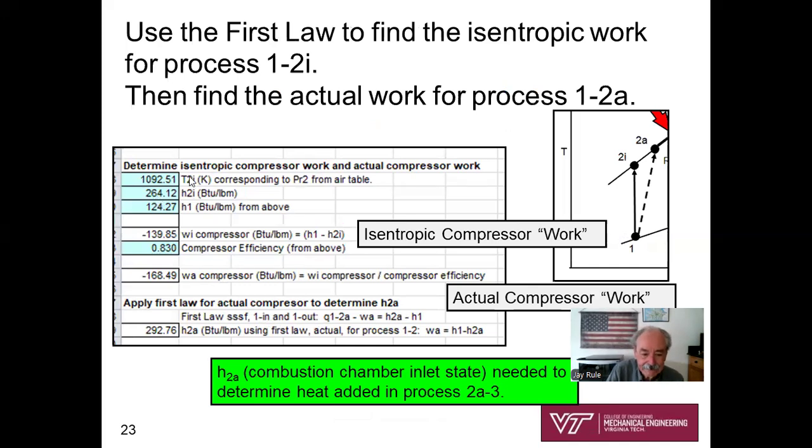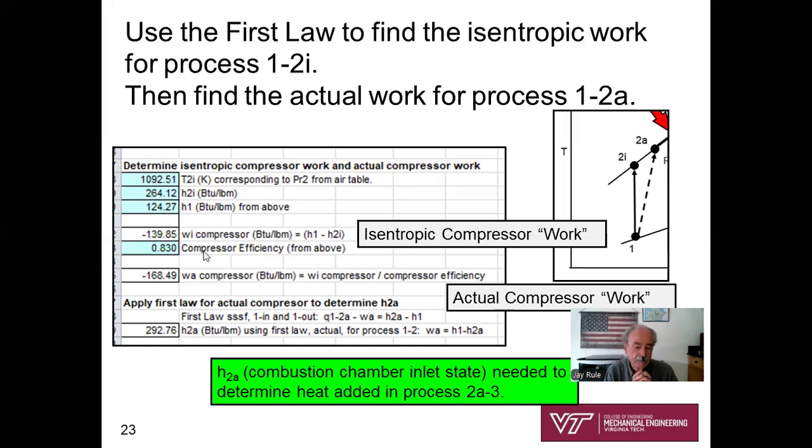Okay, so I've got H2I, and just in my solution, I wrote down T2I as well. So I just found this. And H1, I looked up already, so I wrote it down. Here's H1, 124. I'm going to apply the first law for the isentropic compressor. Q net, 0, minus Wi equals H2I minus H1. So I've got to flip the sign. This is the statement of the first law. W isentropic of the compressor is negative 139.8 BTUs per pound. That makes sense. It's a negative number.